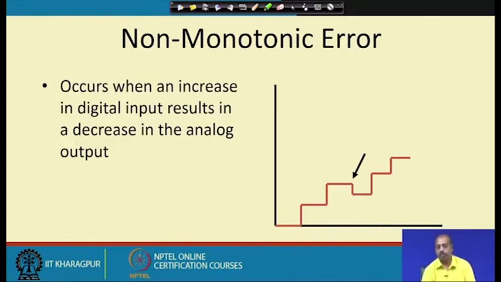Naturally this is not desirable. My DAC should not have this type of behavior. But sometimes, if we know that it has non-monotonicity at some values, then we can avoid those values: the processor may avoid outputting those values to the DAC, or some other care may be taken. But ideally this should be avoided.